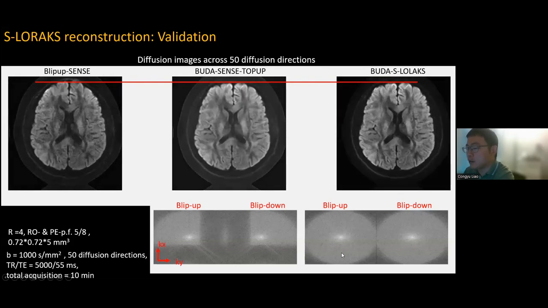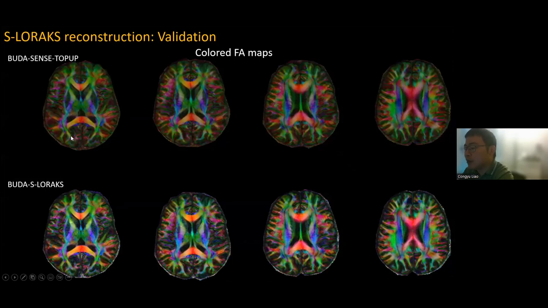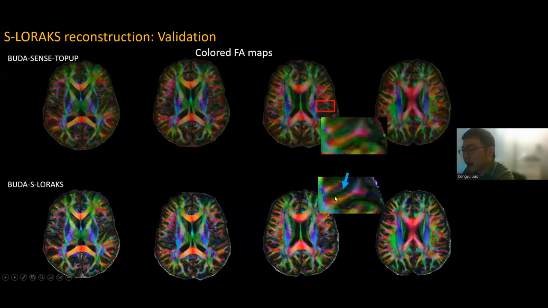to achieve high resolution. We can look at the color FA map of the BUDA circular EPI with SENSE reconstruction and the topup correction, and the BUDA circular EPI with S-Lorex reconstruction. These two results look very similar, but if we look into the details, we can clearly see the dark band between the white matter and gray matter boundary in the BUDA S-Lorex results, while in the BUDA SENSE results, the white-gray boundary is blurred due to the point spread function blurring and the loss of resolution at the high k-space region. All of these are the simulation of BUDA S-Lorex reconstruction to validate the performance of the S-Lorex reconstruction.